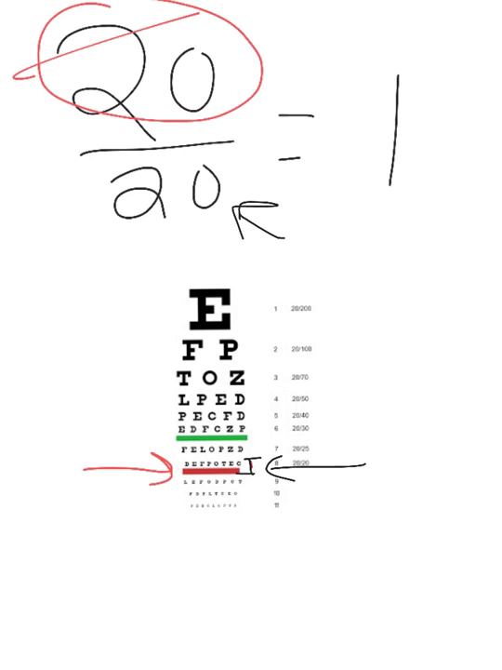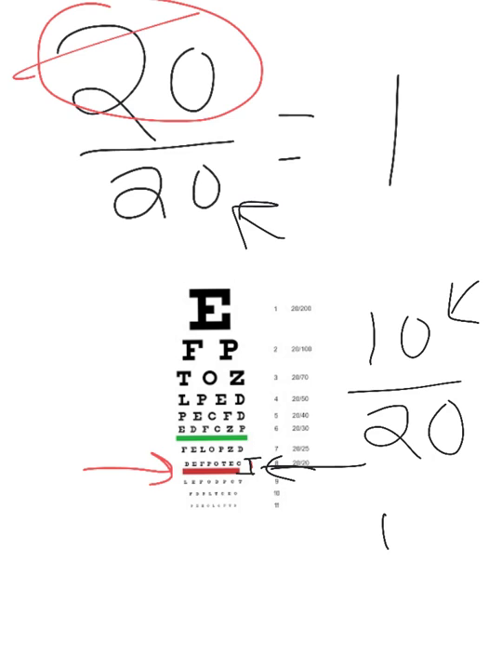Now let's say you're 10 feet away from this chart and you can read this line. So your vision would be 10 divided by 20 because you're 10 feet away and you can read this line here. You're 10 divided by 20, which is the same thing, of course, as 1/2, which makes sense.